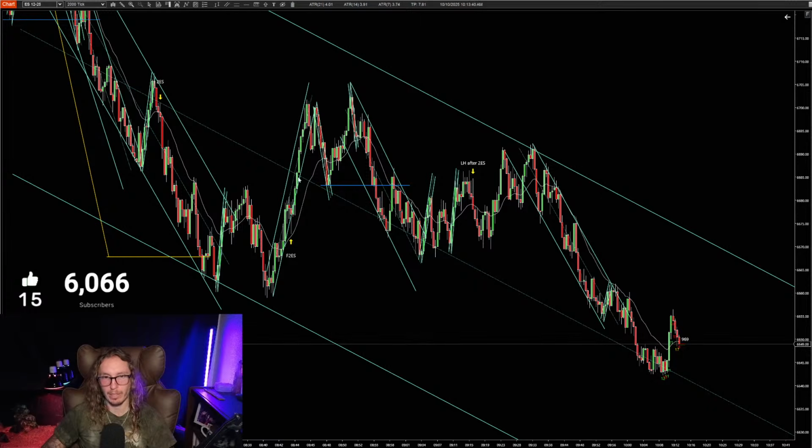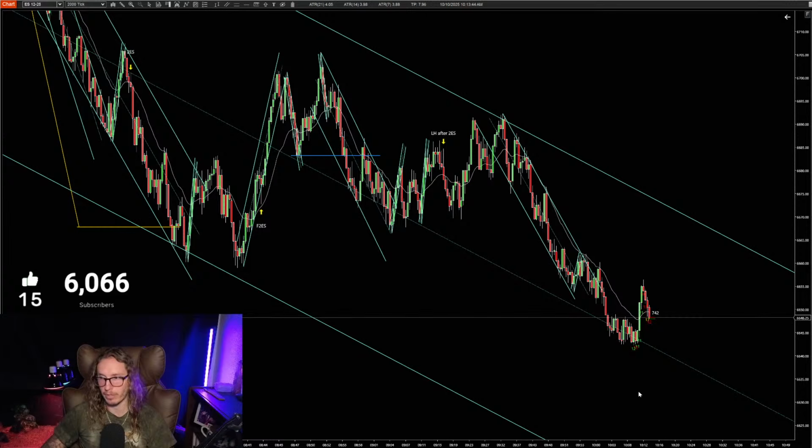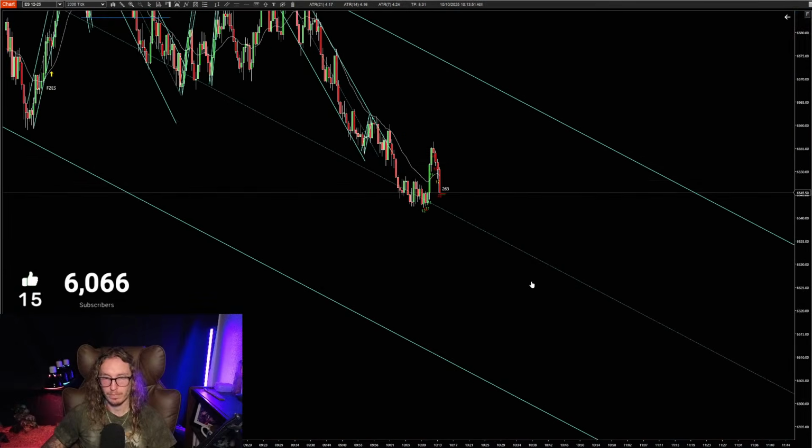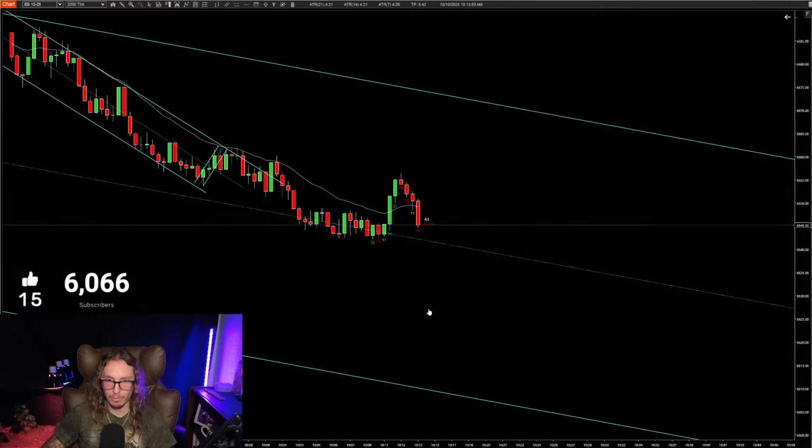Also, the midline here fits. This midline is pretty decent. And it gives us all this space down here to run into, which I think is highly likely. So just watch, and we'll see. It actually might even happen right now.